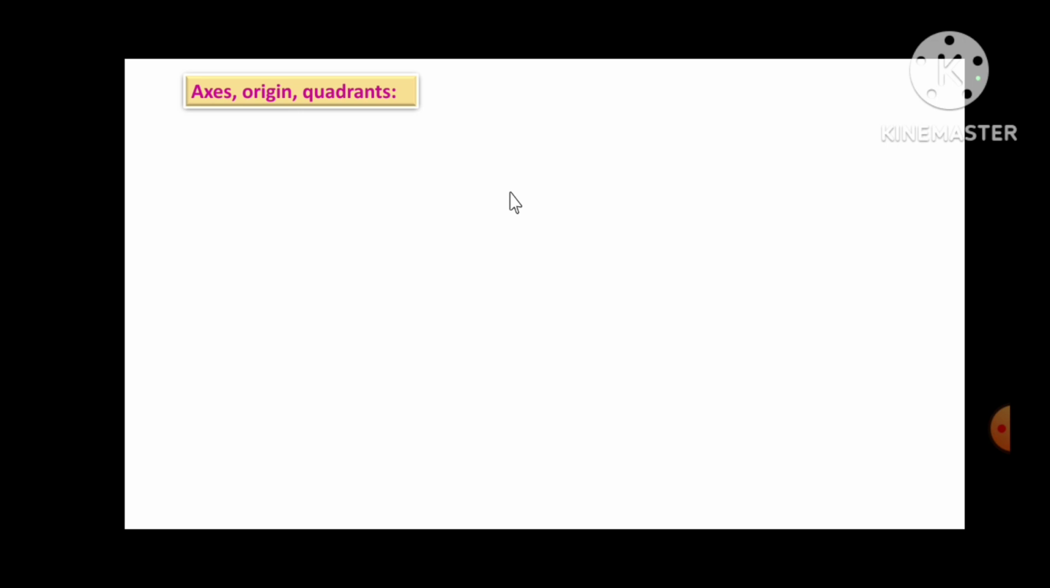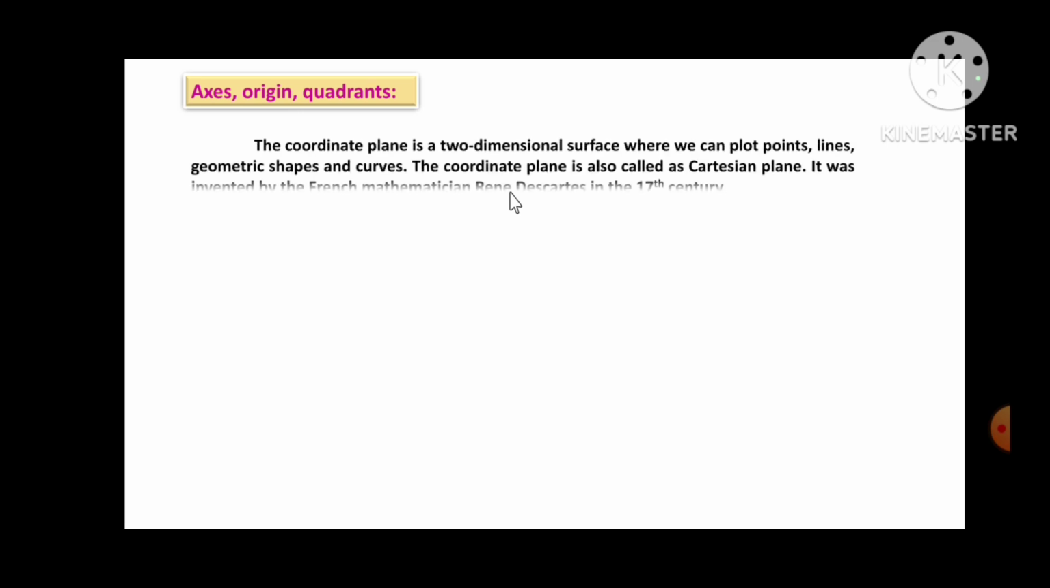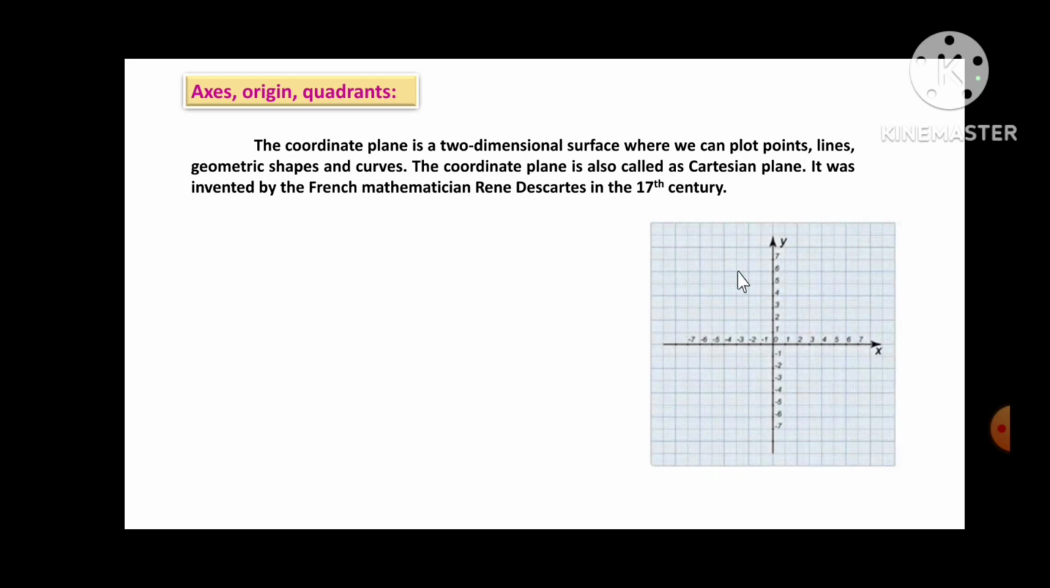The coordinate plane is a two-dimensional surface where we can plot points, lines, geometric shapes and curves. The coordinate plane is also called the Cartesian plane. It was invented by the French mathematician René Descartes in the 17th century. So you can see how the x and y axes are plotted on the graph paper.